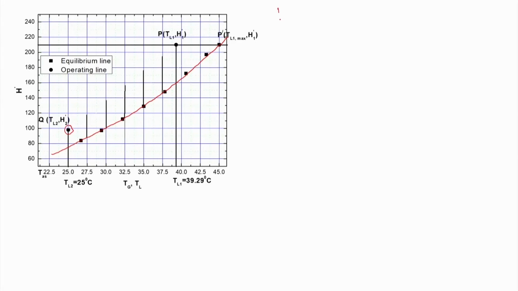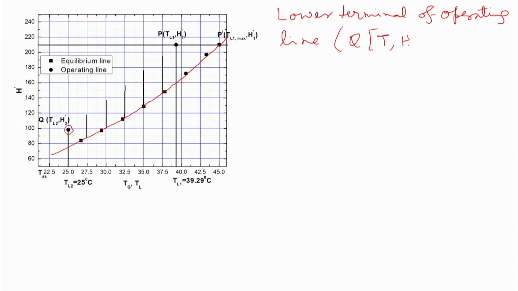So this Q is the lower terminal of the operating line, which has the dimension of temperature and enthalpy value: T1 and enthalpy, that is, 25 degrees Celsius and 98. So now we have located the lower terminal of the operating line, that is, the point Q.